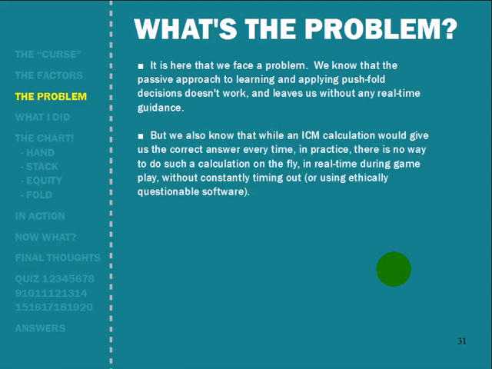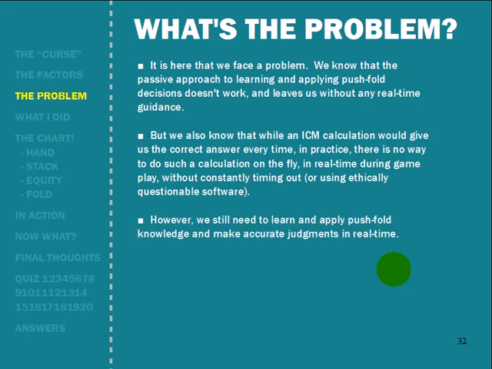But we also know that while the ICM calculation, and plugging ICM values into that EV formula, would give us the right answer every single time, in practice there's no way to do such a calculation on the fly during the heat of battle, right? Unless you want to time out all the time or use software that most players will find ethically questionable. So do you see the problem? The passive, vague approach doesn't work, and the active, specific approach is totally impracticable.